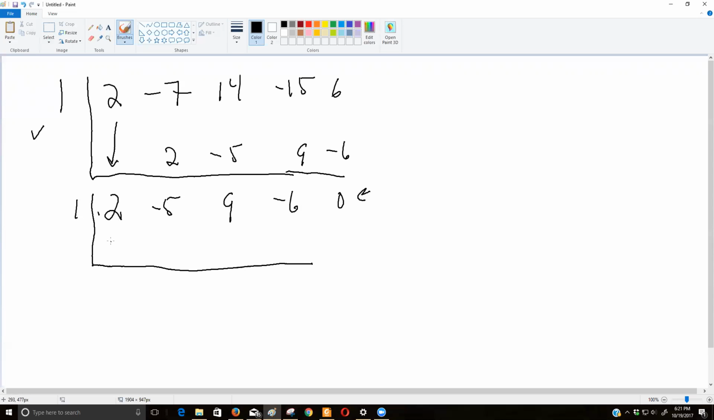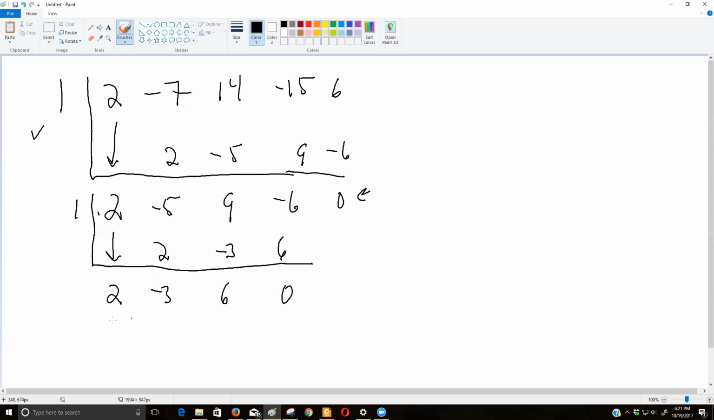So I'm just going to run the second value of 1 through and just do synthetic division. Again, bring down the 2. 2 times 1 is 2. -5 plus 2 is -3. That's going to give me -3. That's going to give me +6. 6 times 1 is 6. -6 plus 6 is 0.